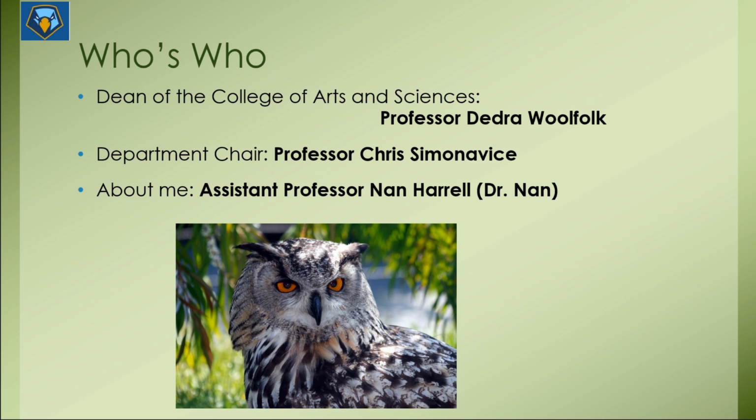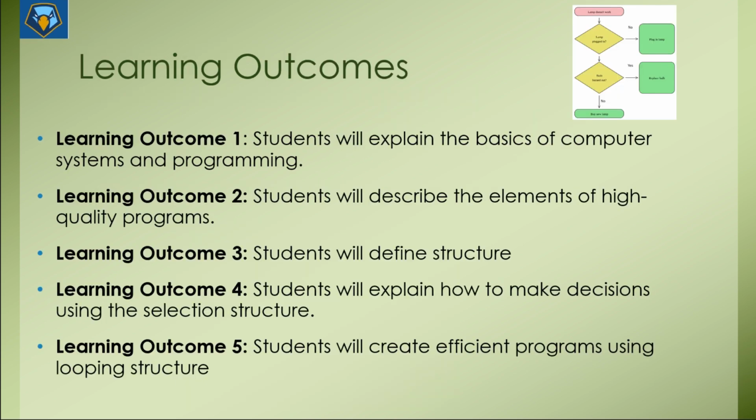Now, let's talk a little about what you'll learn in this course. I'm going to present the 9 goals for this course, but for the details where the objectives are actually listed out under the goals, you'll have to go to your syllabus and you'll be able to find all of them there. The first learning outcome or goal is the students will explain the basics of computer systems and programming. How do the two relate?